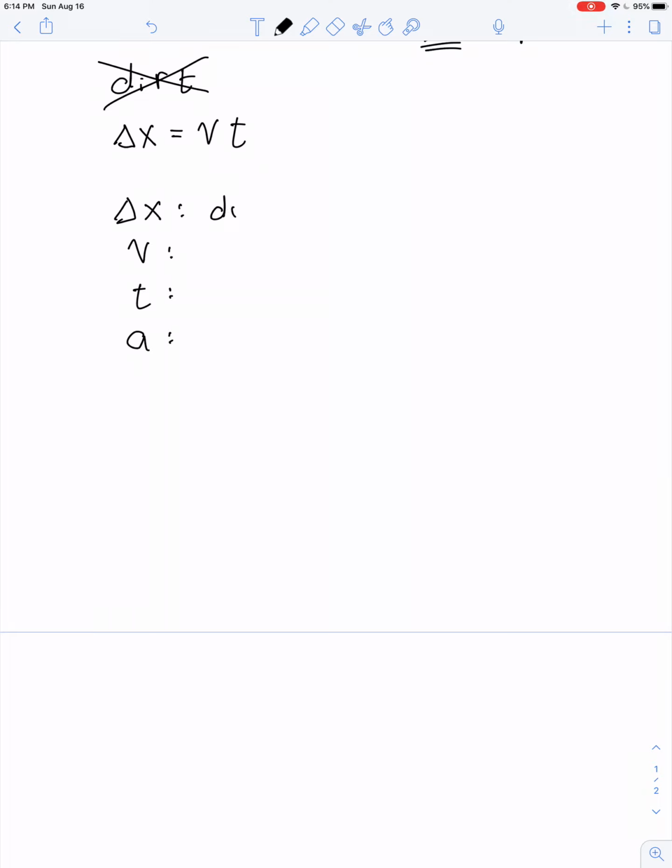So we use the symbol delta x for displacement. So we're going to put symbol, meaning, quantity, and then I'll also add what units are used typically to measure it. So we could use inches for displacement, we could use miles, we could use feet. We're going to stick to the metric system and use meters as a way of measuring displacements.